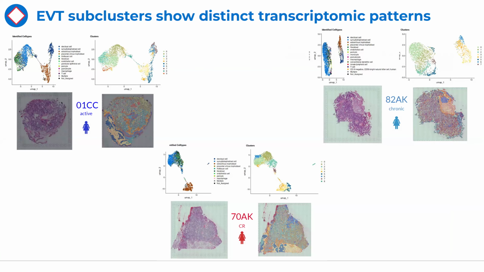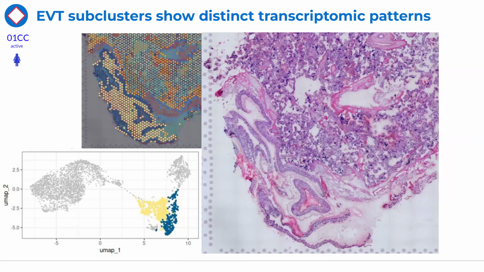So how does that look like? It looks like this, for example. And one thing that we saw here, which is very, very interesting, and that needs to be actually answered, is that in the EVT cluster, we have some subclustering in 3 of the patients, or not patients, women, or placentas. So you can see it here, for example, the sample 01cc. So these are all spots that were assigned to be mainly coming from EVTs. So they have a very strong EVT signal. And we have these 2 subclusters identified. So I call the yellow and the blue one.